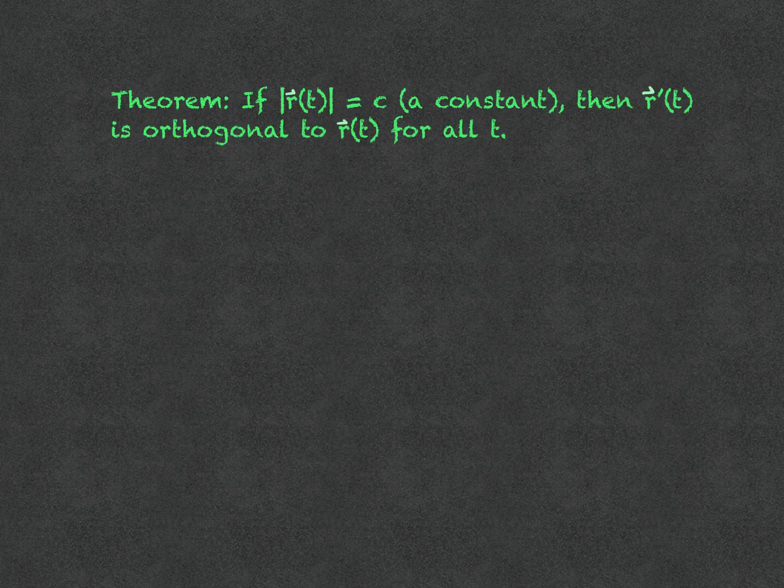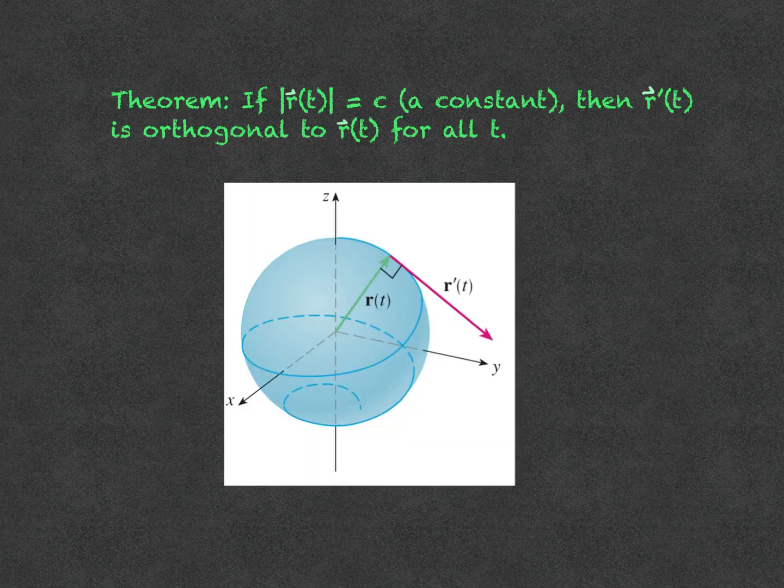There's a theorem that says that if the length of r of t is equal to a constant, then r prime of t is orthogonal to vector r of t for all of t. Geometrically, this result says that if a curve lies on a sphere with the center at the origin, then the tangent vector is always perpendicular to your position vector. So r prime is always perpendicular to r.